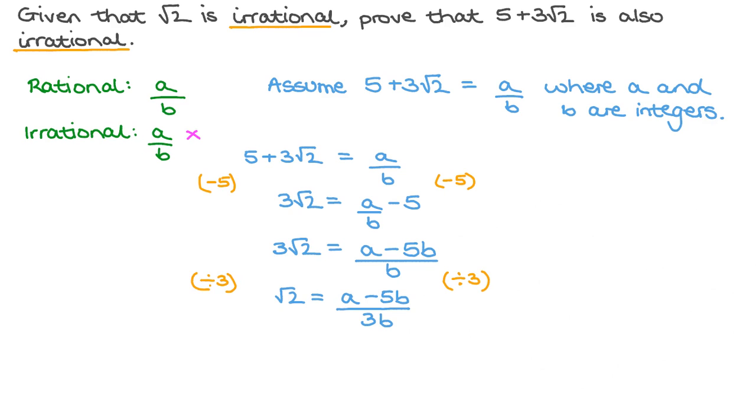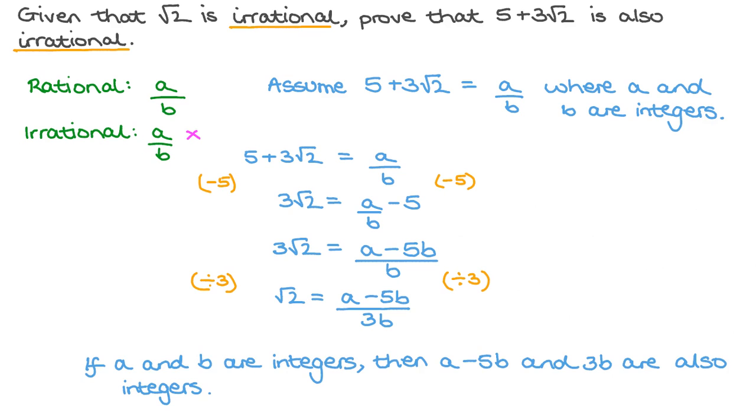Dividing by 3 just leaves root 2 on the left of this equation, and the 3 joins the denominator on the right of the equation, so we have root 2 is equal to a minus 5b all over 3b. So we found our expression for root 2 in terms of a and b. Now here's where our contradiction comes in.